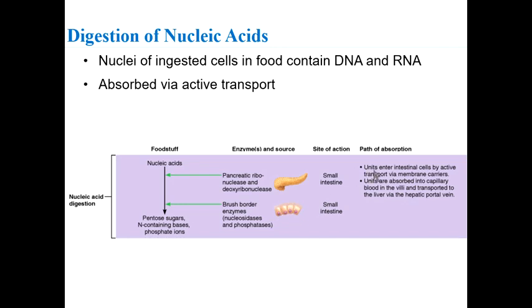So these small units of DNA and RNA enter the intestinal cells by active transport via membrane carriers. So with active transport, the cell is expending energy, ATP, to bring that material in. Units are absorbed into the capillary blood in the villi and transported to the liver via the hepatic portal vein. So same story as other nutrients except lipids or fats.